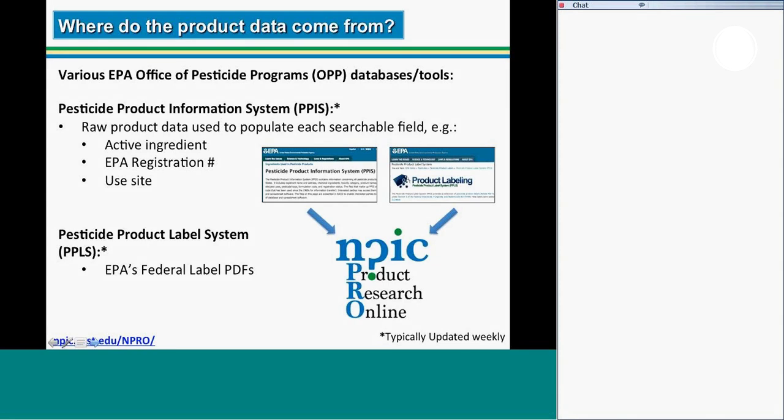So NPRO's data come from 2 main tools or databases, both from the EPA's Office of Pesticide Programs. So the Pesticide Product Information System is where the raw data come from. This is the actual active ingredient or registration number. And then the label PDFs come from Pesticide Product Label System, or PPLS.